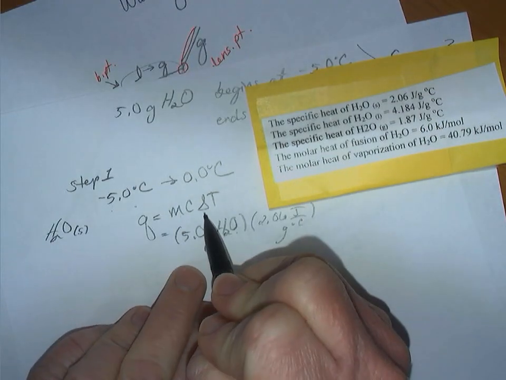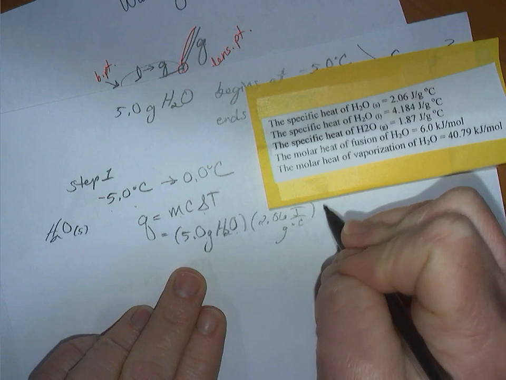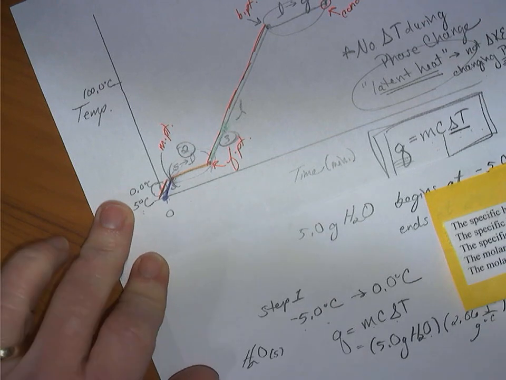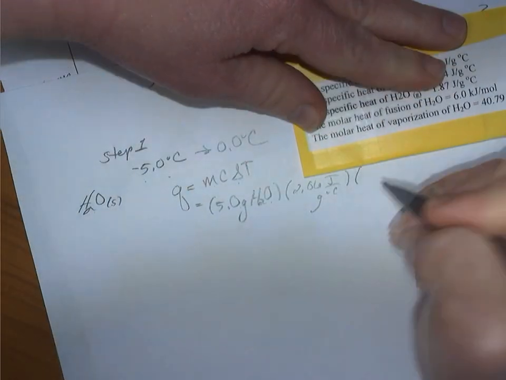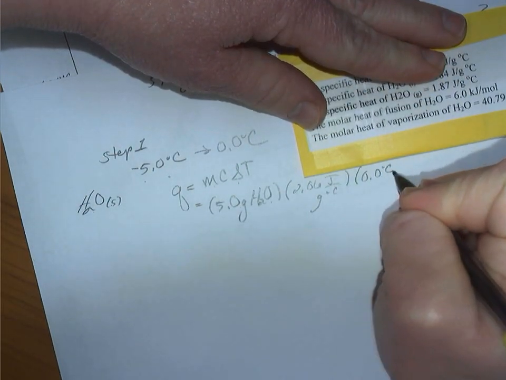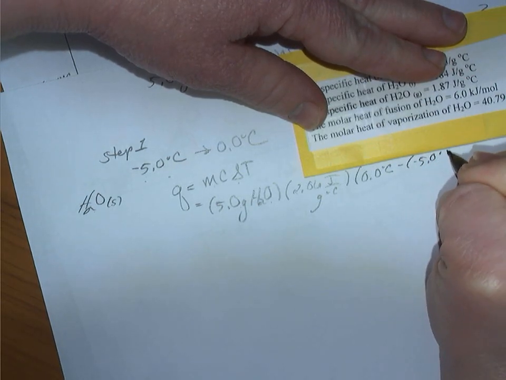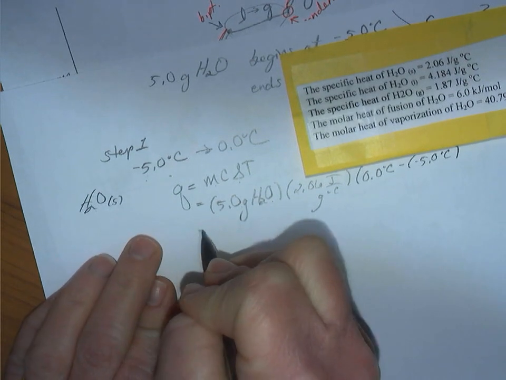Remember, delta T is final minus initial. I want to end up at 0, starting at -5. So this will be 0 degrees Celsius minus -5 degrees Celsius. Okay, be careful of sig figs.